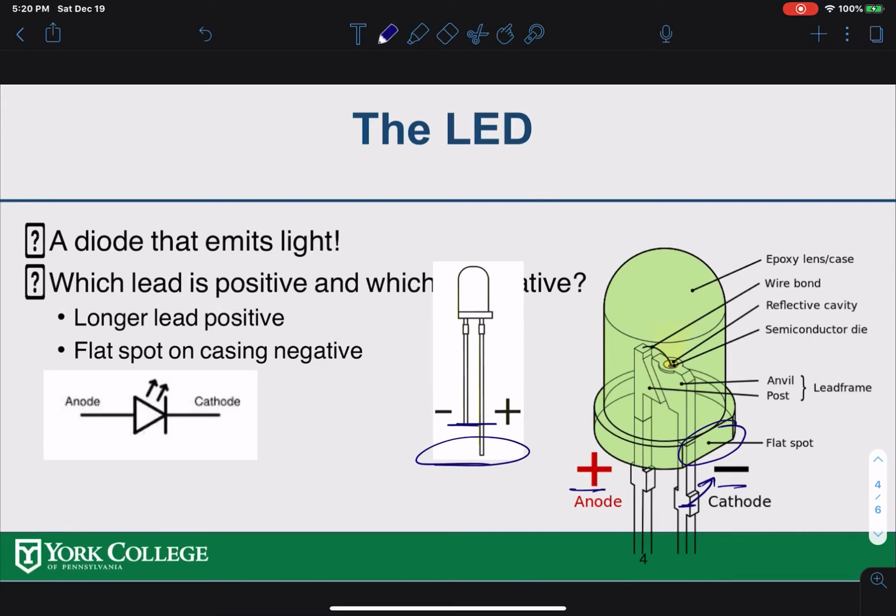So let's say that you don't have a flat spot. How do you know which side is positive or negative? If you look inside the LED, there are two sides over here. The slimmer side is positive and the bulkier side is negative. So this is your positive, this is your negative. All right, that's how you know the LED. LED has the same symbol as a diode, but with a sign that light is coming out of the LED.